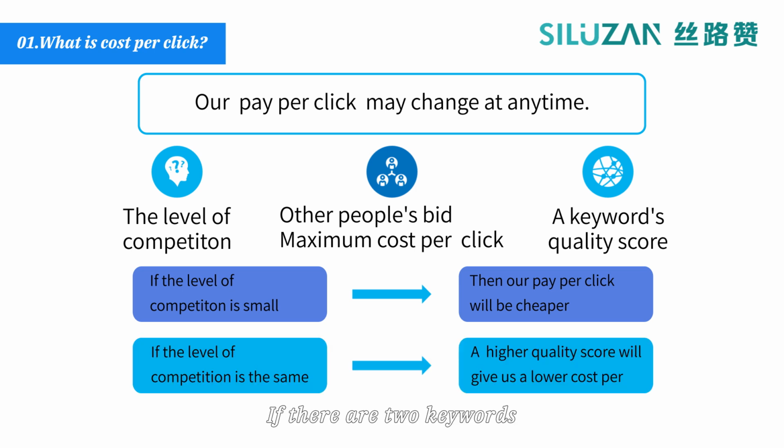If two keywords and their level of competition are the same, then the keyword with a high quality score will give us a lower cost per conversion. Therefore, it is really important for us to pay attention to a keyword's quality score.